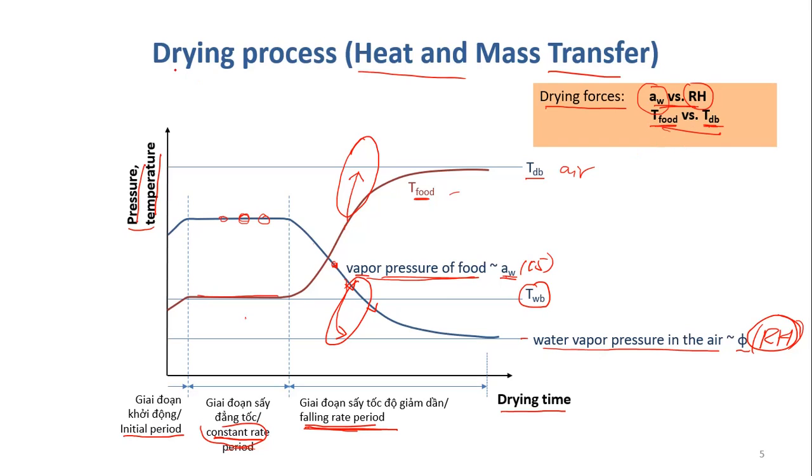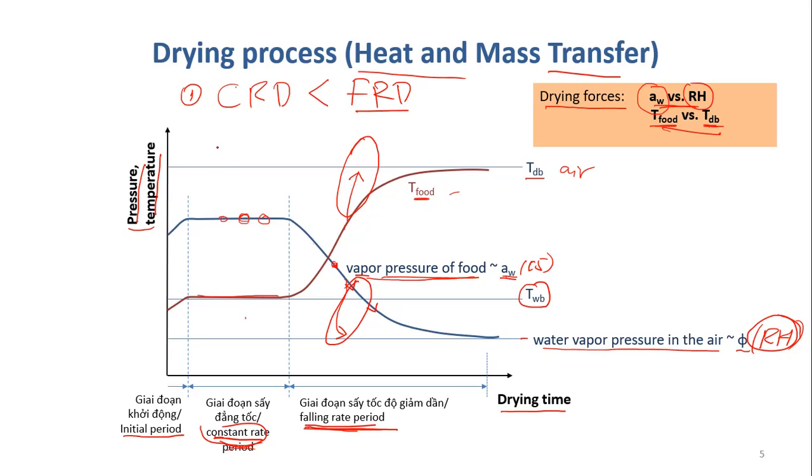So the first thing we can look at is that normally the constant rate drying period is shorter. The constant rate drying normally takes shorter time than the falling rate drying. The falling rate drying is to evaporate bound water, so it takes longer time.